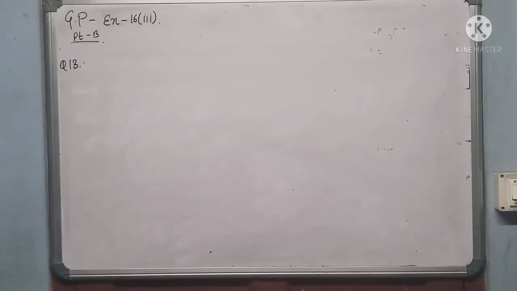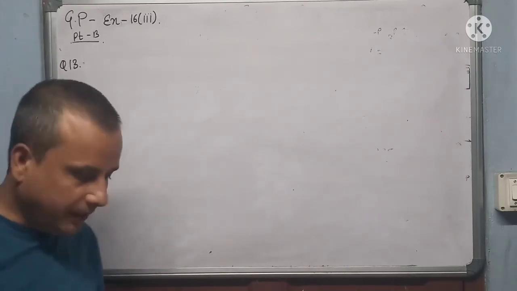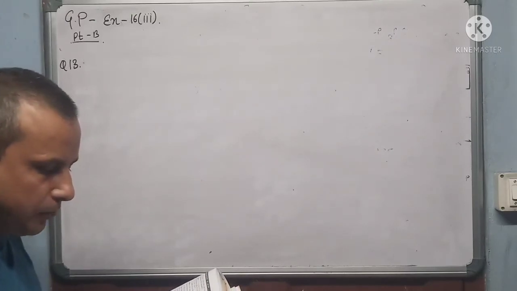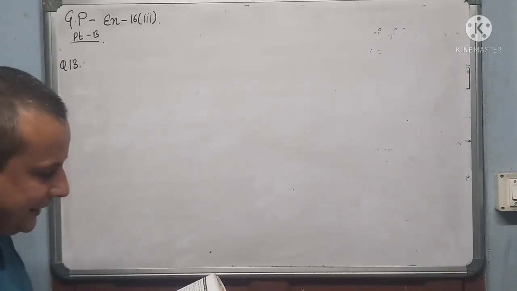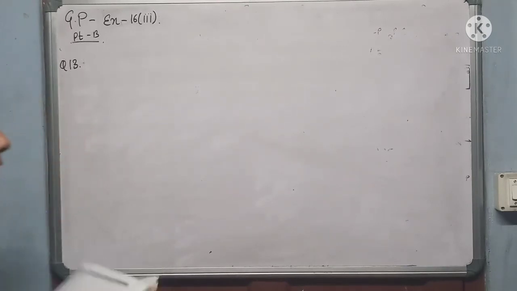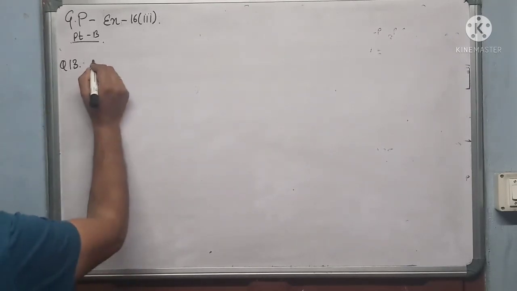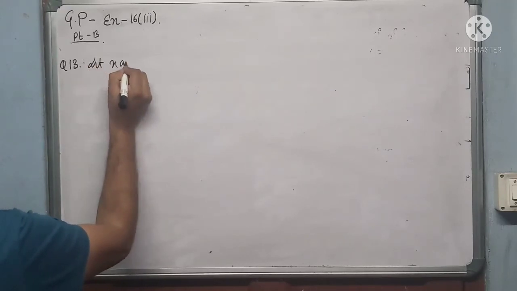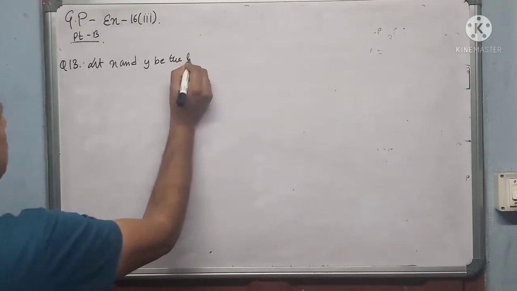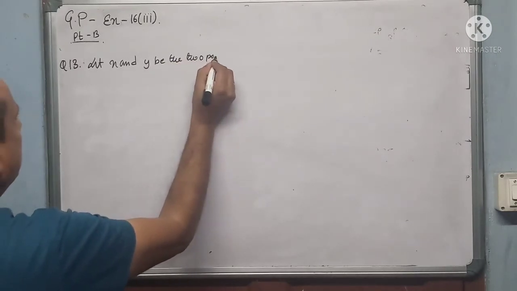Now next question is question number 13. Find the ratio of two positive numbers when the ratio of their arithmetic mean to the geometric mean is found to be 5:3. First of all, I'll consider the two positive numbers. Let x and y be the two positive numbers.